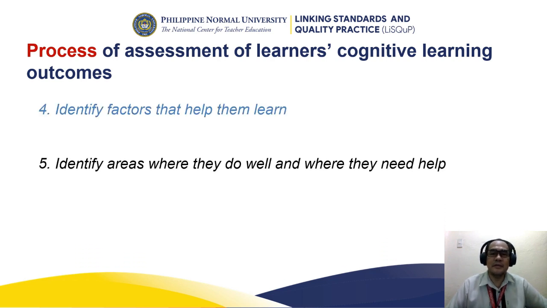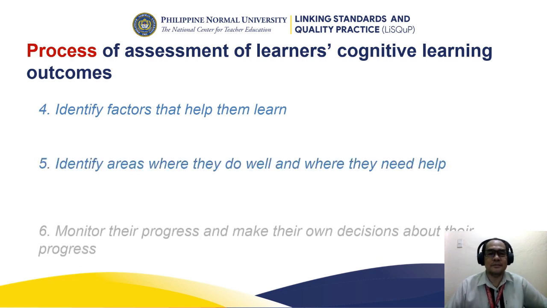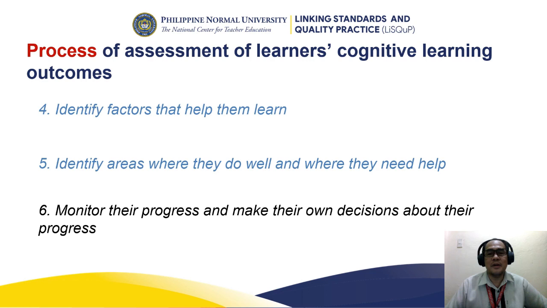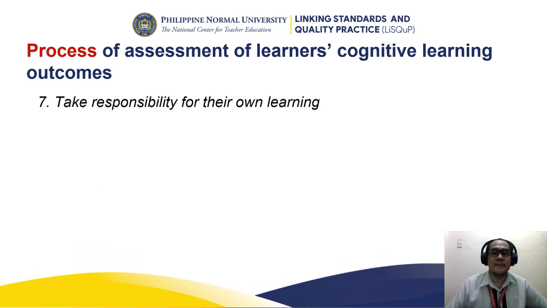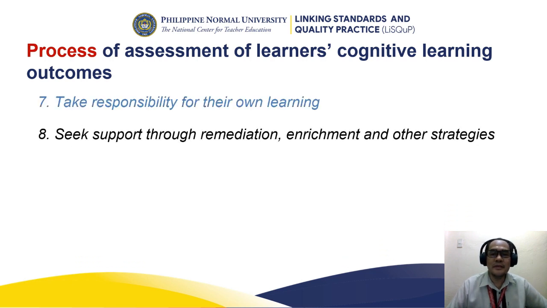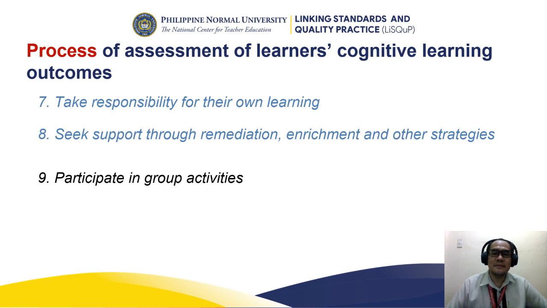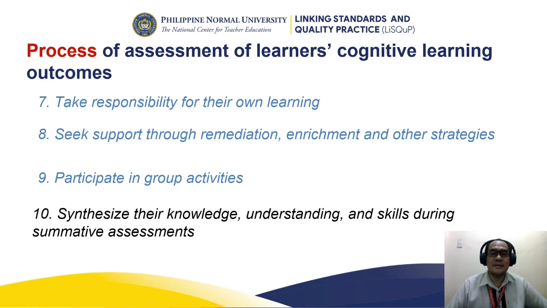Number five, identify areas where they do well and where they need support. Number six, monitor their progress and make their own progress decisions. Number seven, take charge of their learning. Number eight, look for assistance through remedial actions, enrichment, and other measures. Number nine, take part in group activities. And lastly, synthesize their awareness, insights, and skills during summative assessment.